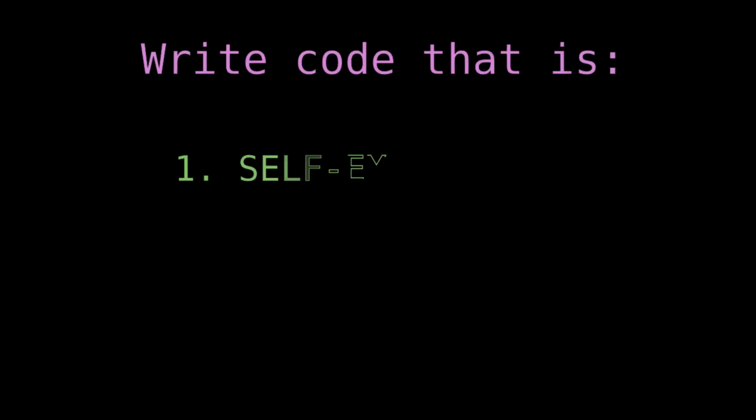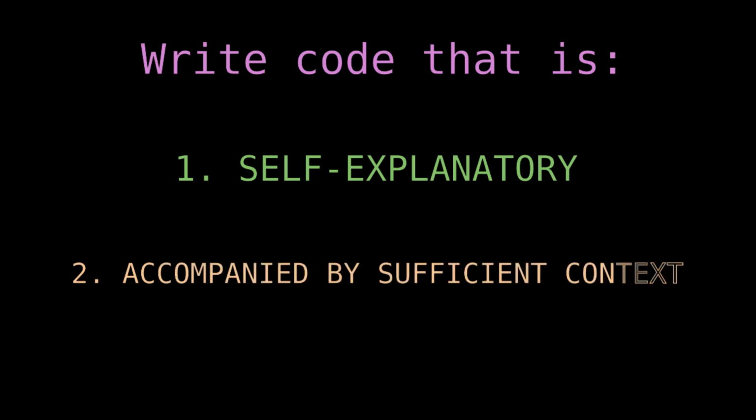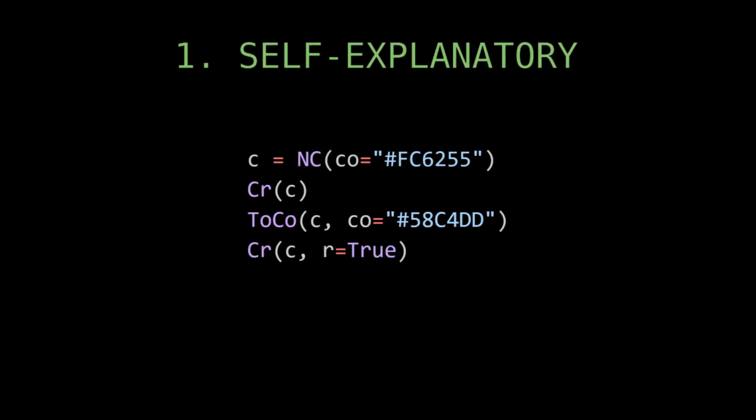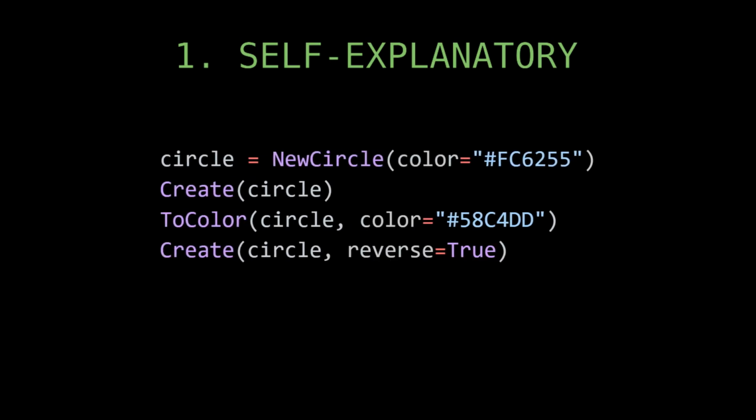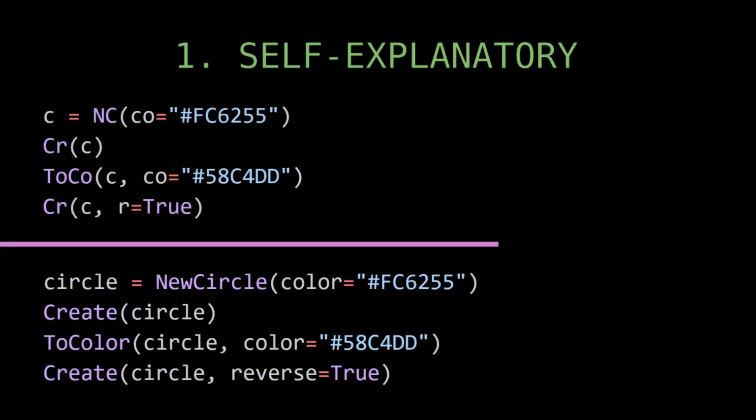1. Write code that is self-explanatory, and 2. Provide the code with sufficient context. Let's have a look at this piece of code. Do you have any idea what it's trying to do? What if I rewrite it like this? How about now? Both before and after, the code was creating this short animation.